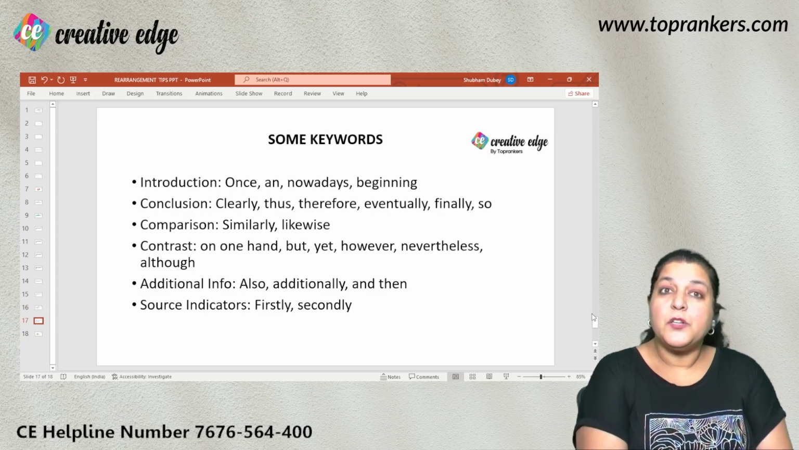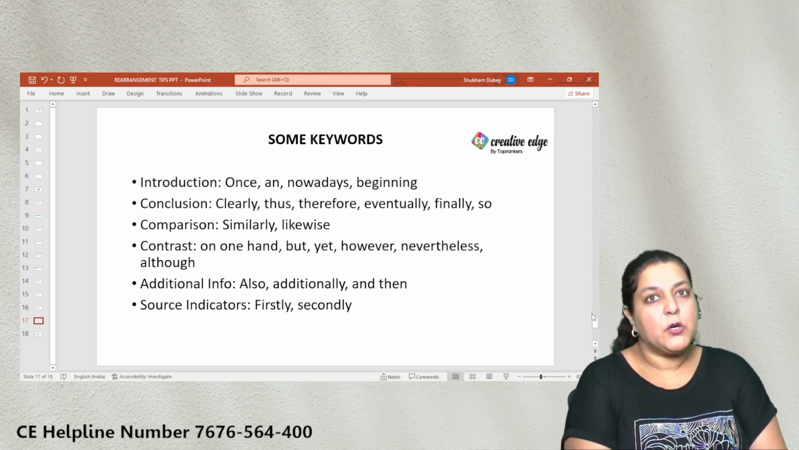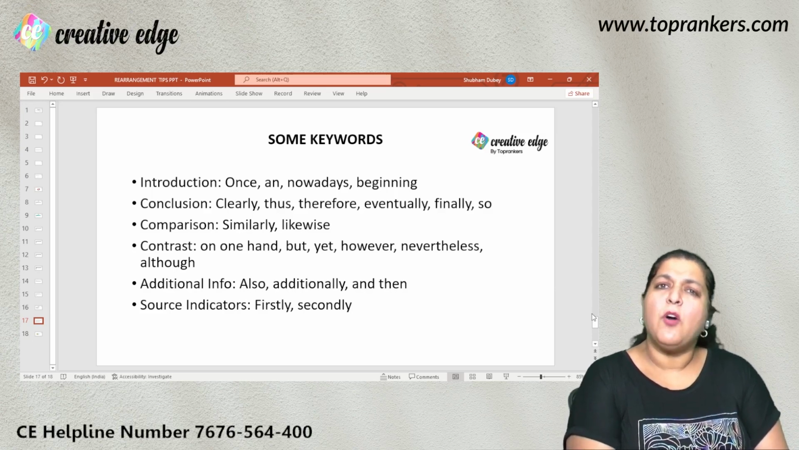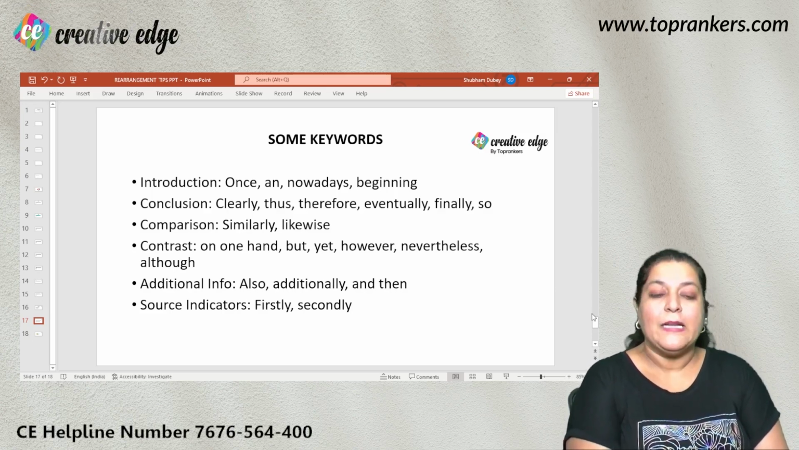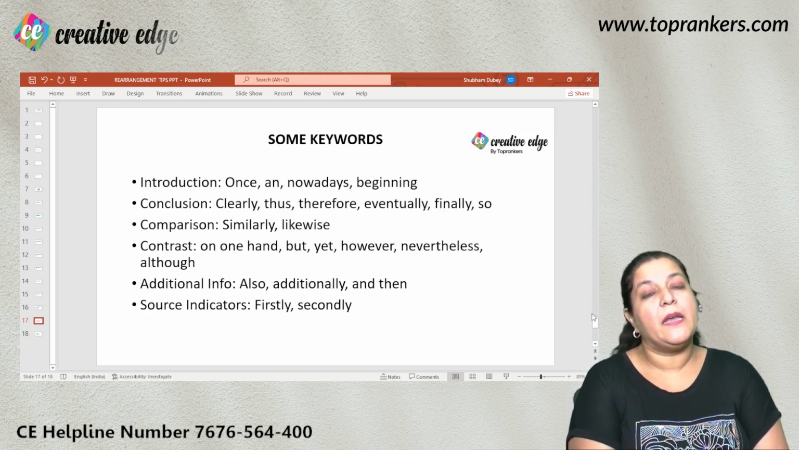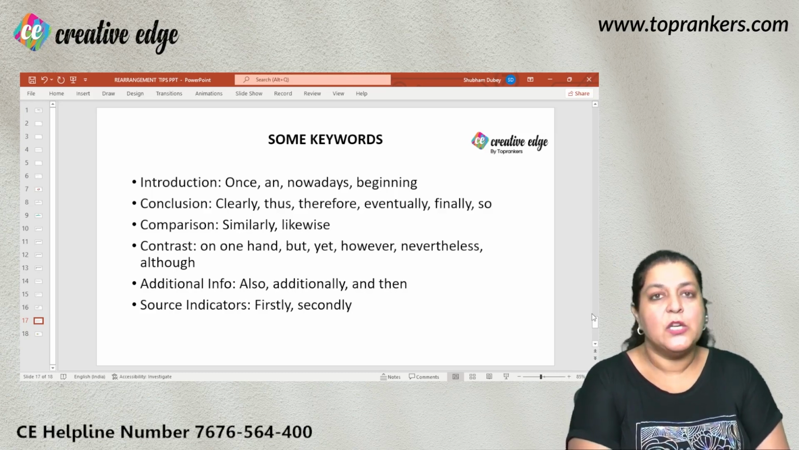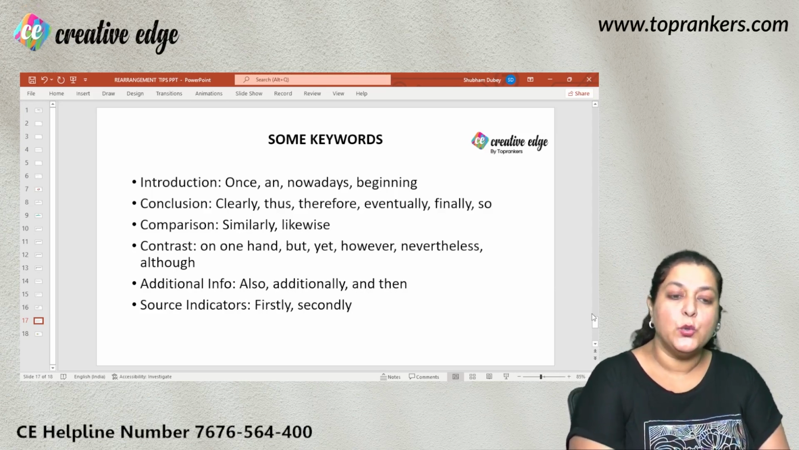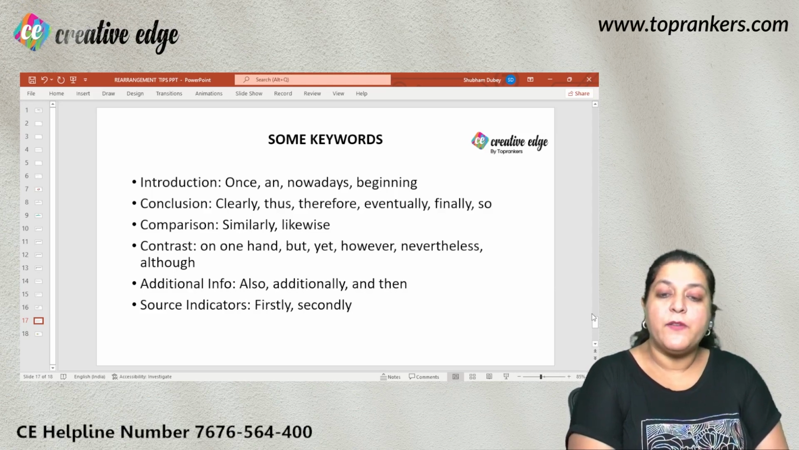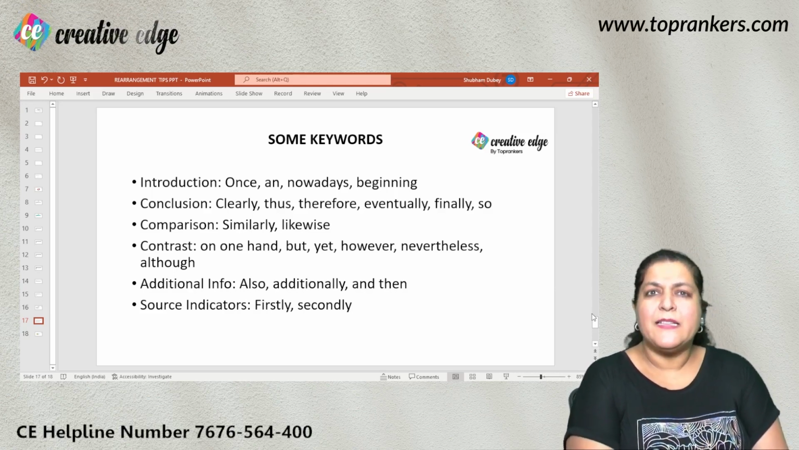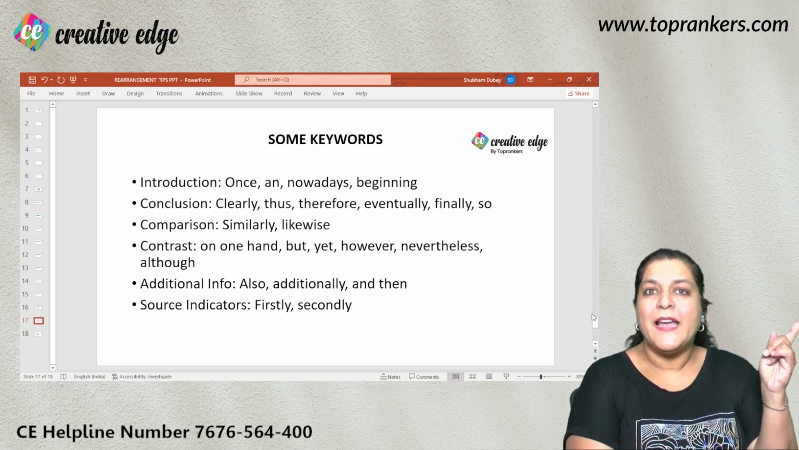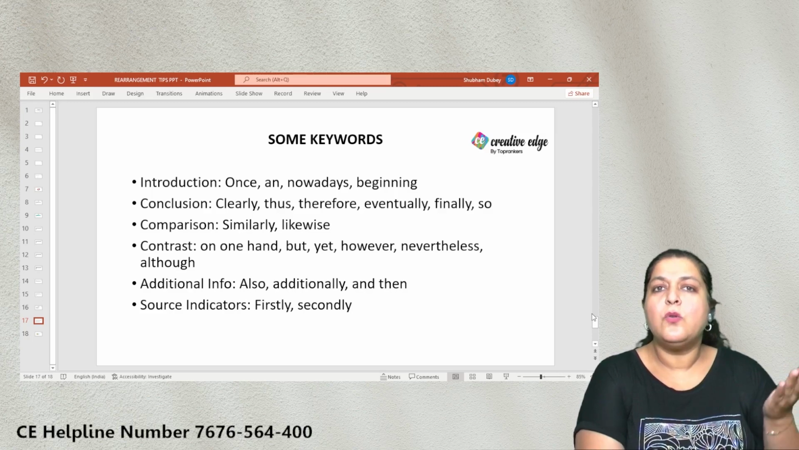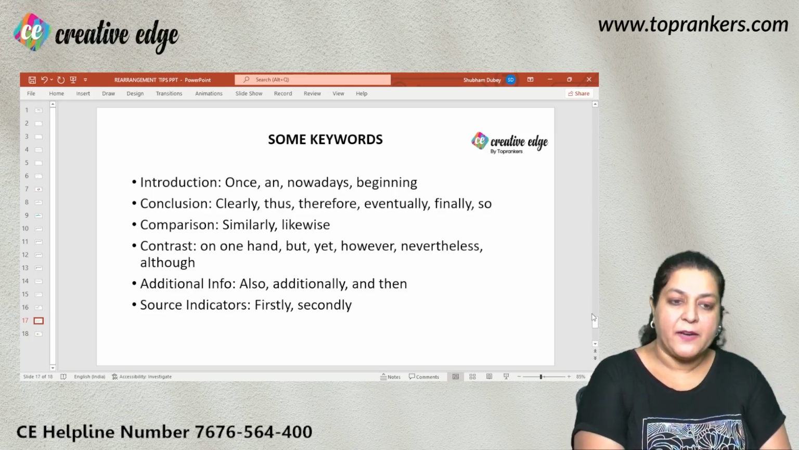Introduction. In introduction, the words that we come across would be once, nowadays, beginning. Can you have also? No, you cannot. The reason being, it is not an indicator of an introduction. So you cannot have that as an introductory sentence. The next one says conclusion. Clearly, thus, therefore, eventually, finally, and so. Is that all? हमने अभी अभी कुछ देर पहले hence एक और word किया था जो एक conclusive sentence को दर्शाता है. Next one says comparison.